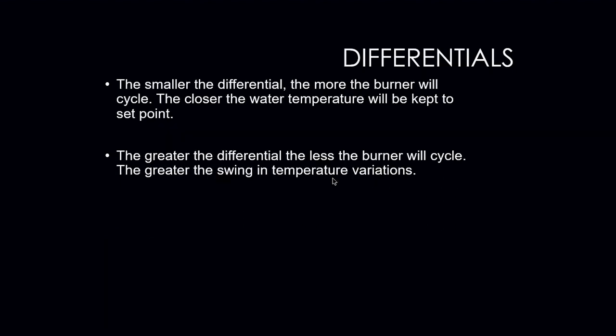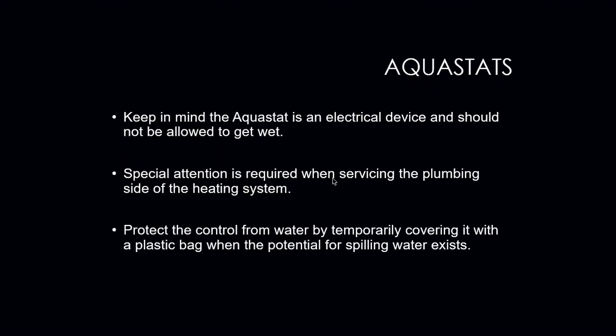So the smaller the differential, the more the burner is going to cycle, which means the closer the water temperature will be kept to the set point. The greater the differential, the less the burner is actually going to cycle, which means you will have a greater swing in temperature. Okay, this is why we say you are going to have that plug and play and see what set points you need to set your differential to so that you can optimize and have the best heating cycle that you can actually achieve out of a boiler.